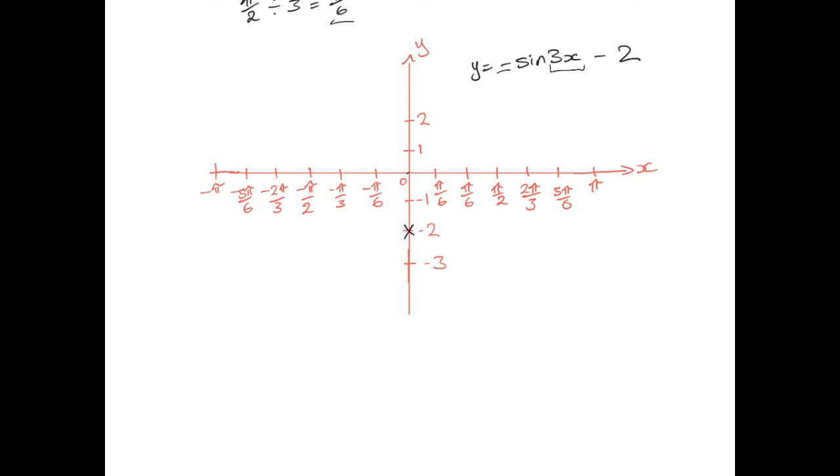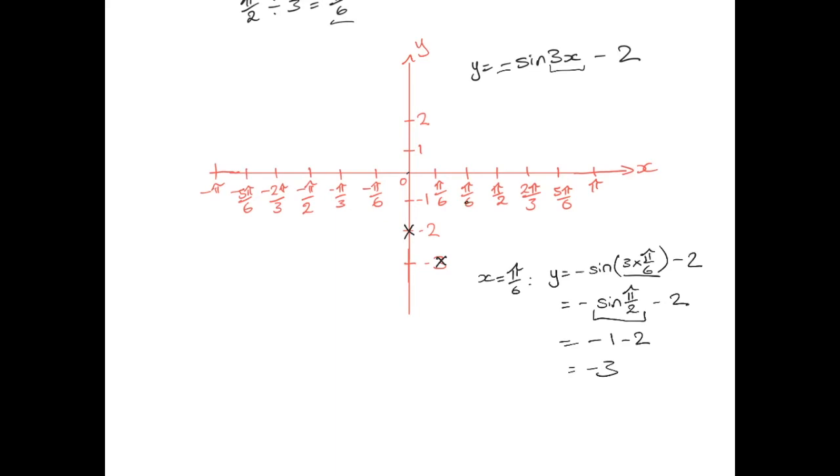Next, when x is pi on 6, I might do this showing you the working. When x is pi on 6, I get y equals negative sine of 3 times pi on 6 minus 2. So I get negative sine of, this becomes pi on 2, minus 2. Sine of pi on 2 is 1, so I get negative 1 minus 2. Oh, look at that, negative 3. I'm going all the way down to negative 3 when x is pi on 6. Oh, sorry, what have I done here? That should be pi on 3.